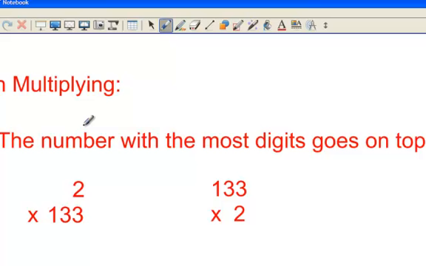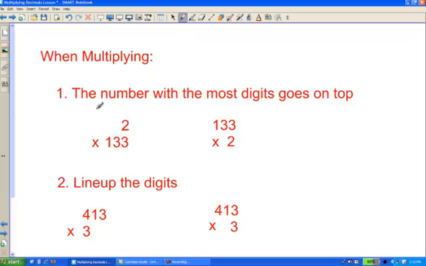So before we even get into the decimals, you got to remember when multiplying, the number with the most digits goes on top. So this right here, 2 times 133, you can see the number with the most digits isn't on top. So that's written wrong. I don't like that. Let's cross that off. I like it written like this, 133 times 2 with the 2 on the bottom. Yeah, you get the right answer either way, but I think this way is easier, and this is what we're more used to seeing.